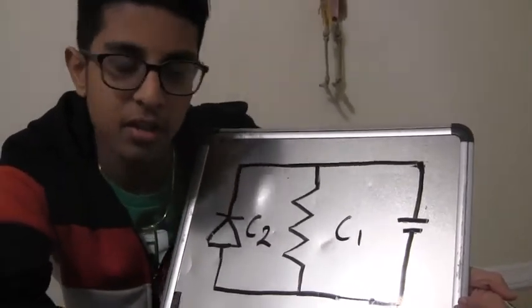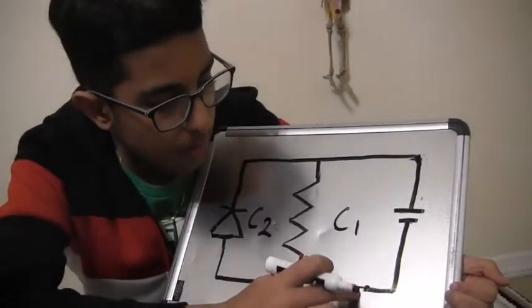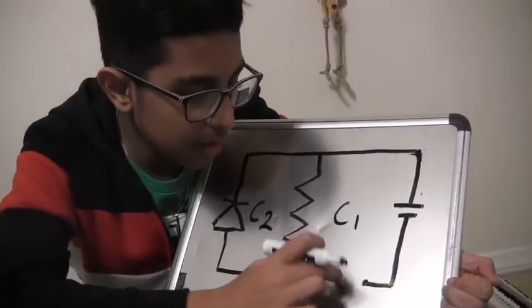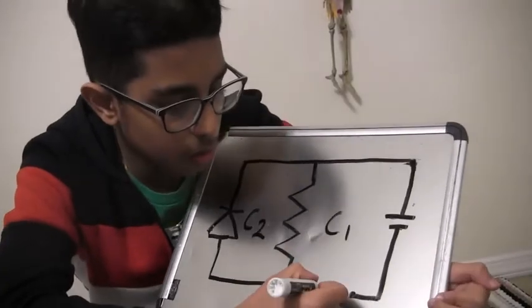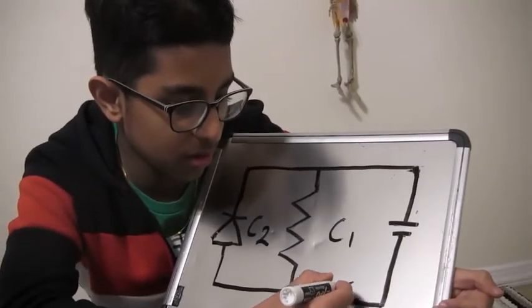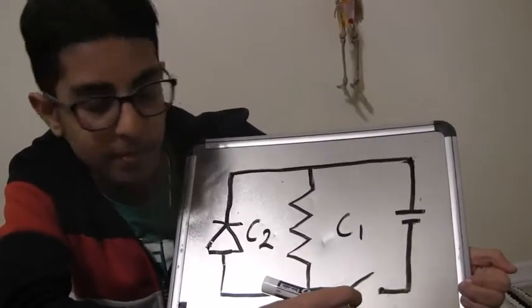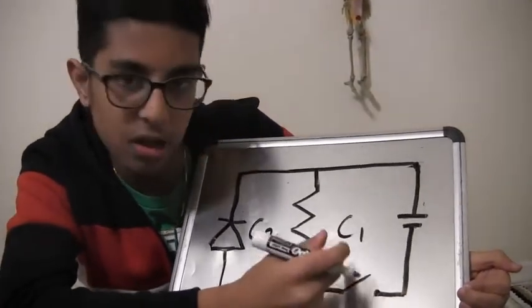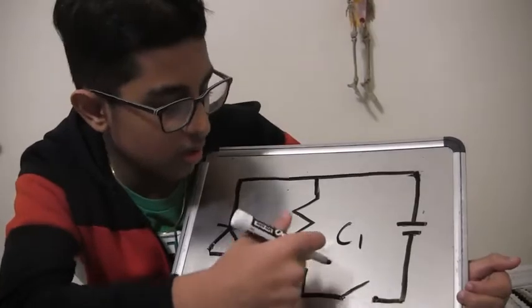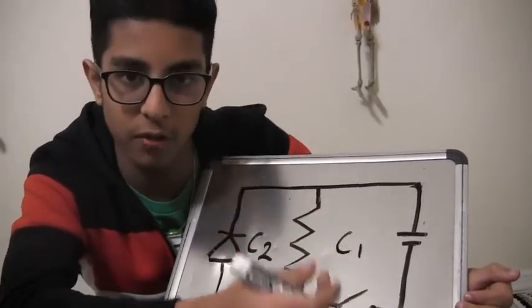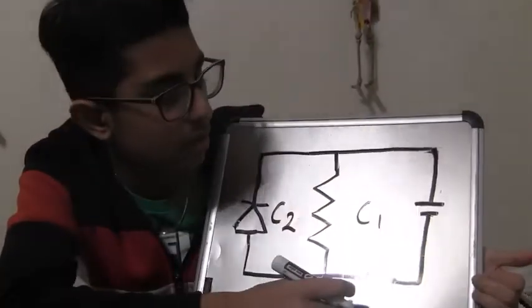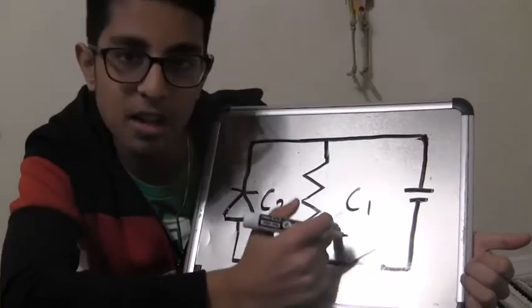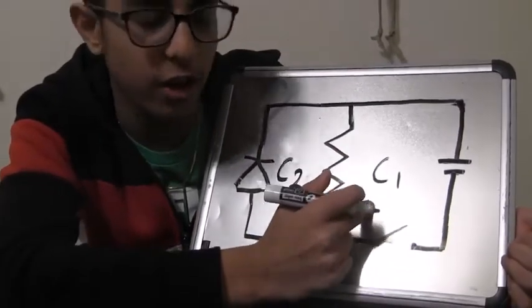So how is it actually happening? To explain this, let's first make this open. This C1 is an open circuit right now. The C2 is a closed circuit, but there's no electricity flowing, so that doesn't mean anything. So we're going to concentrate on C1 first.